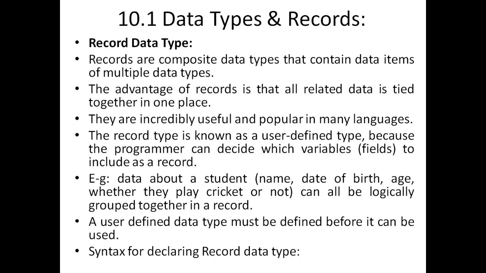Name would be string, date of birth would be date, age would be integer or real, and whether they play cricket or not would be boolean or char. All of them can be stored in a single memory space if you create a record data type for the students. A user defined data type must be defined before it can be used.